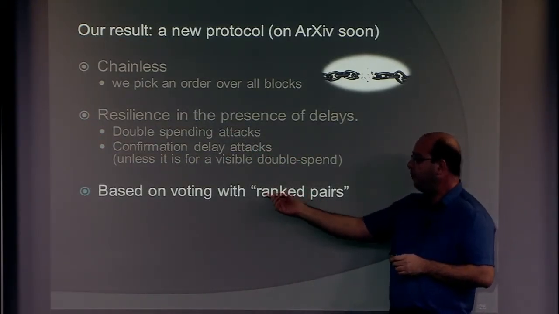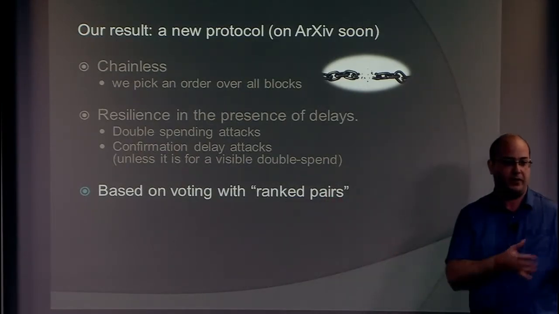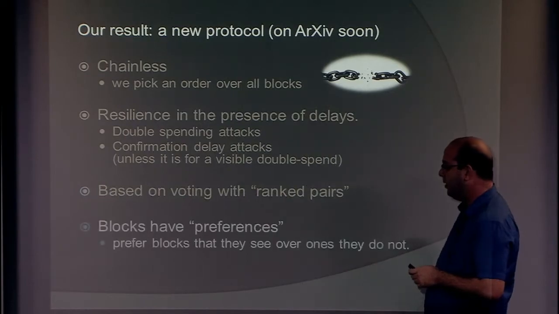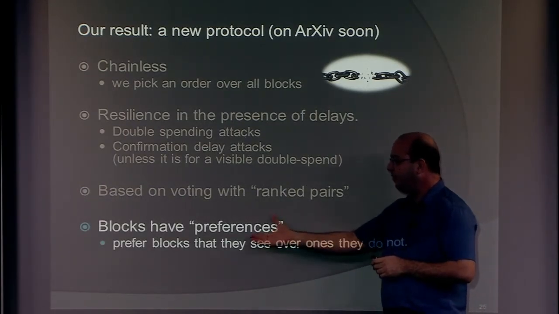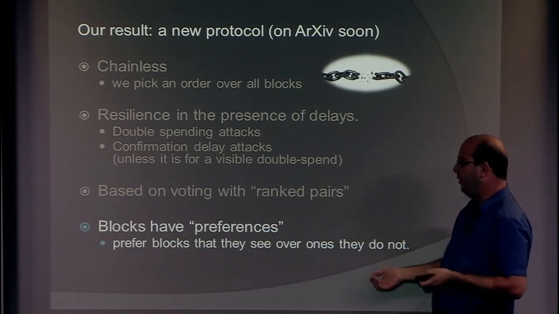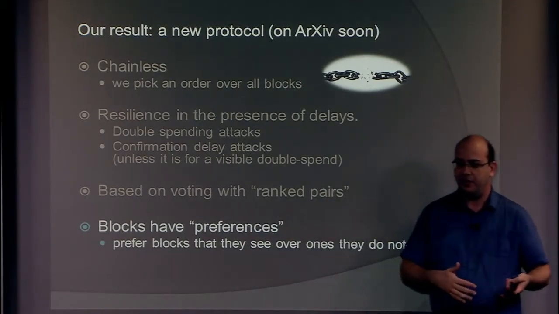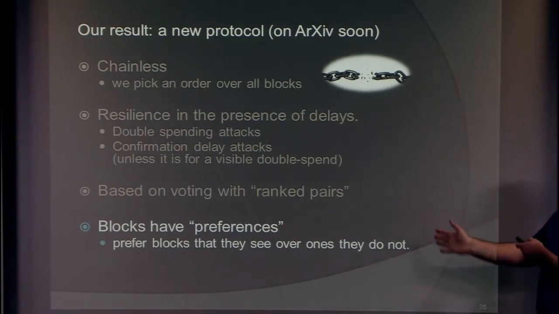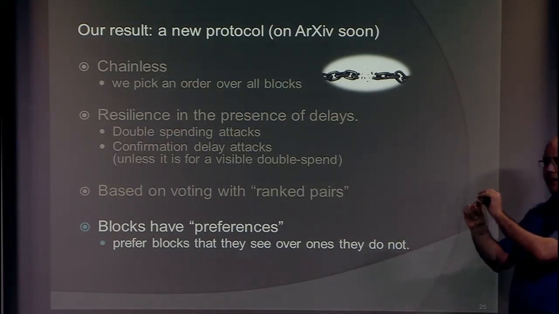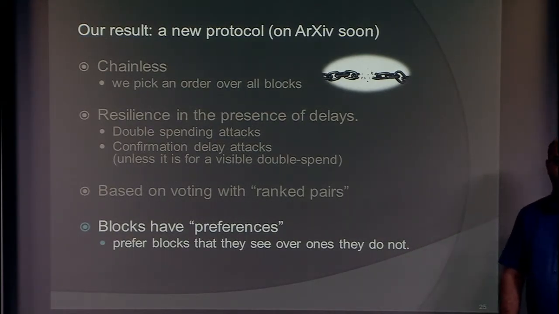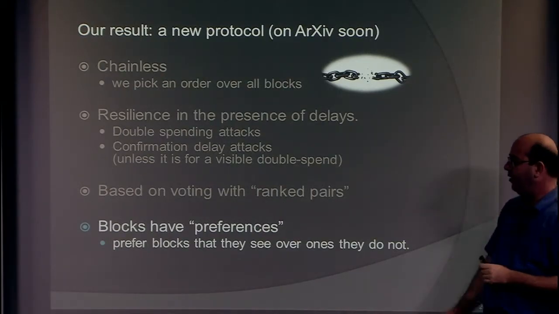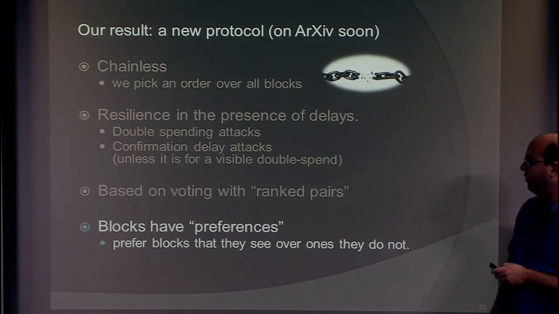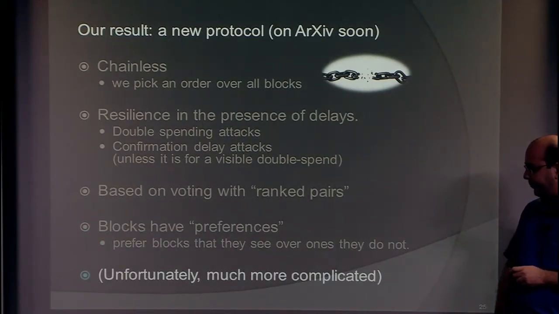It's based on voting with ranked pairs, which just doesn't pick the Condorcet loser. That's the basis of the approach. And really, blocks have preferences where they prefer the things that they saw over the things that they didn't. Okay, so this is the intuition that led us. I cannot really draw a clear line between computational social choice and these protocols, but all these intuitions have really guided us forward when we were working on this, and I think there is something deeper there.